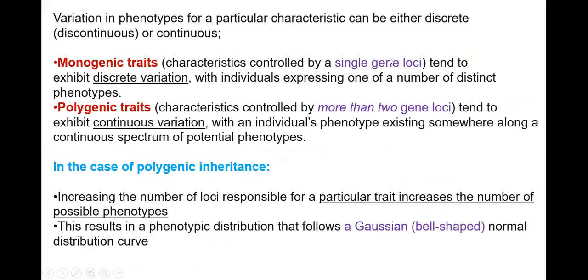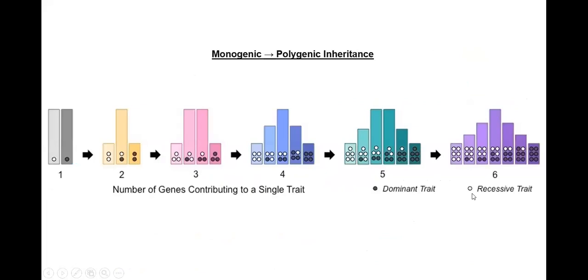Again, a trait associated with a single gene locus is called a monogenic trait; a trait associated with multiple genes, more than two, is called a polygenic trait. Polygenic inheritance is common in humans. You go with multiple loci, multiple gene association. You look at the combinations, you make a Gaussian curve, you look at the combination of polygenic inheritance.